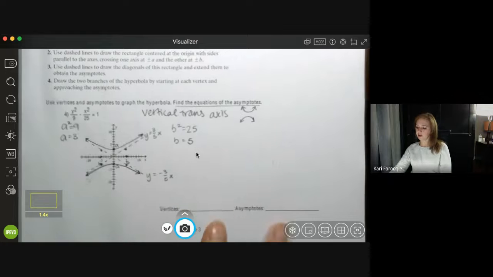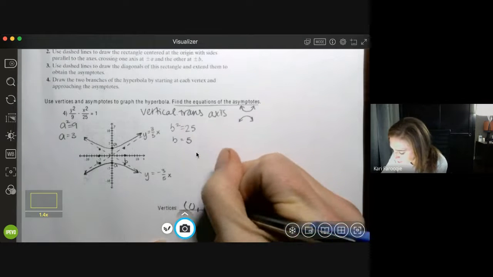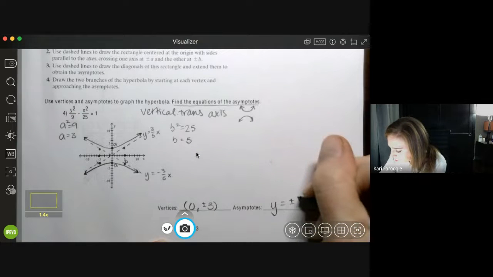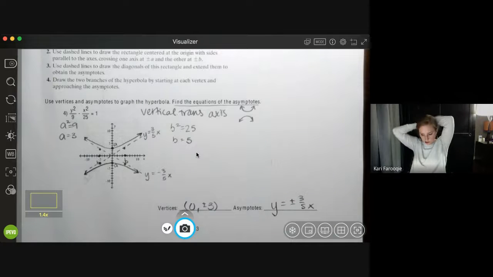Oh, and I have blanks down here. So vertices, fine. They were at 0 and plus or minus 3. And we already said your asymptotes were at y equals plus or minus 3/5 x. And that one's done. Any questions about graphing a hyperbola centered at the origin? Okay.